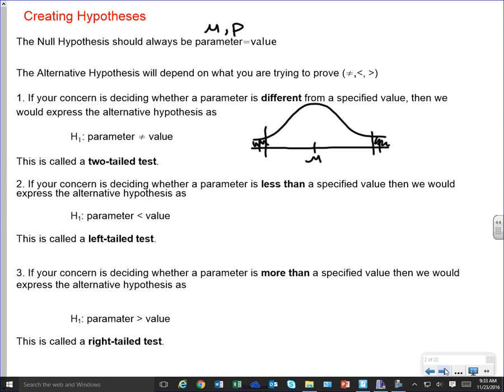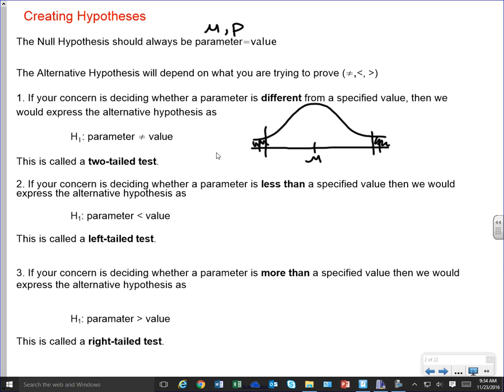Okay, so to create our hypotheses, the null is always going to be the parameter equal to a value. So our parameters that we've talked about are mu and p, right? Our population mean and our population proportion. So they're going to be equal to some value. The alternative hypothesis will depend on what you're trying to prove. So it's still going to be the parameter, okay? It's still going to be the same value. The only thing that's going to change is, are you concerned with it being less than, greater than, or not equal to? So how do you decide that?